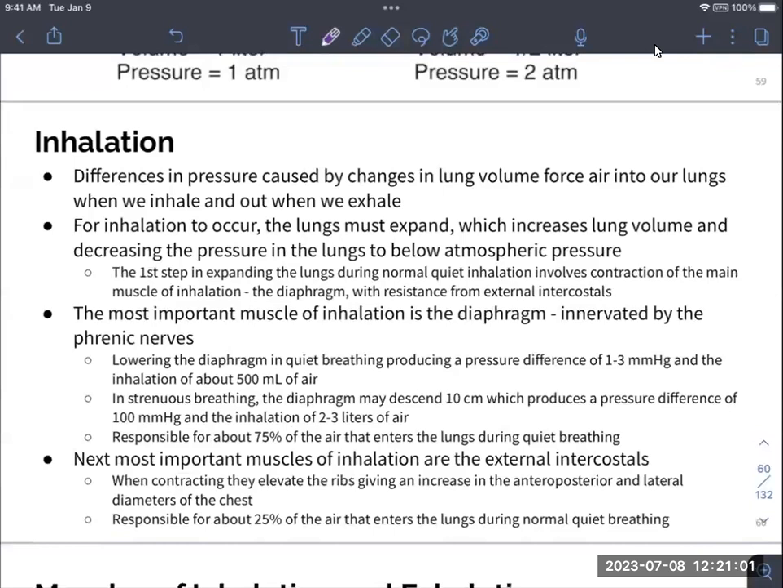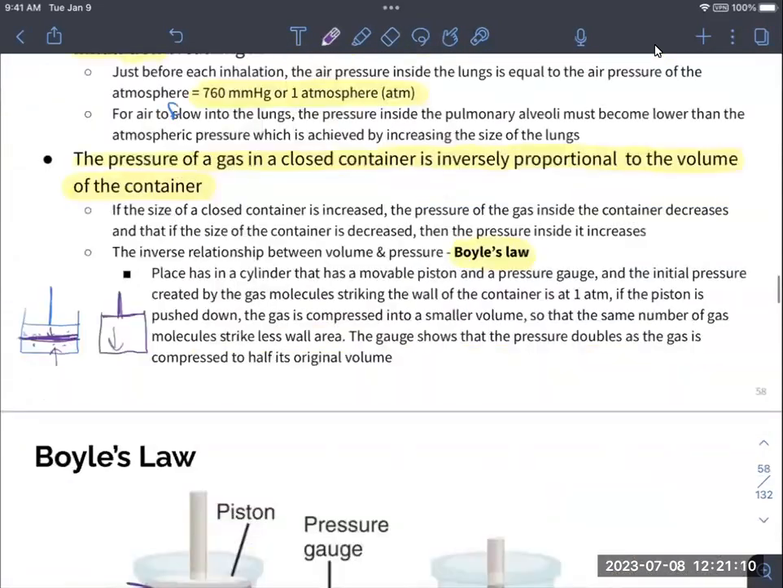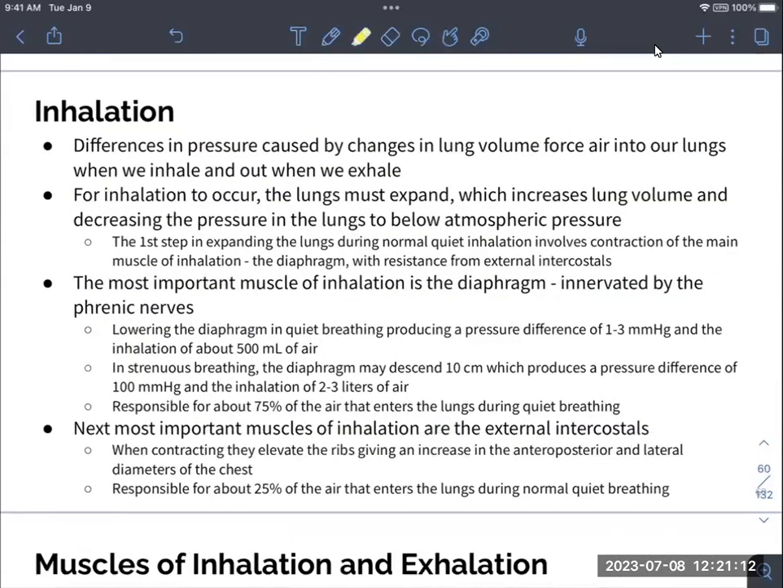So these differences in pressure is what causes air to enter the lungs and leave the lungs when we inhale versus exhale. So to bring air into the lungs, our lungs must expand. By expanding the lungs, we are increasing the volume in those lungs. By increasing the volume, we decrease the pressure. So that pressure goes down. It gets below 1 atmosphere, that 760 millimeters of mercury.